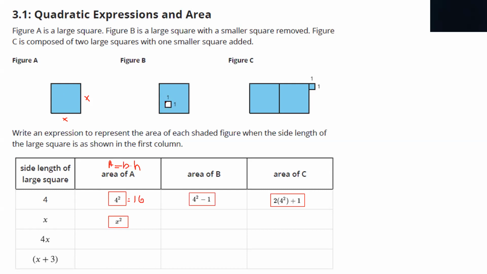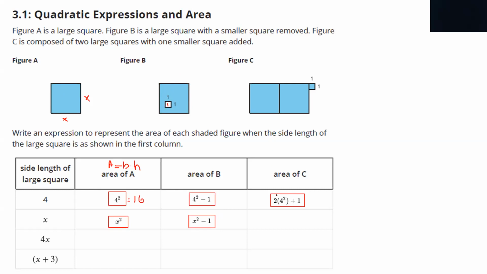In this problem, we are always removing this square. This square always has an area of 1 because of base times the height. So the area for figure B would be x squared minus 1.